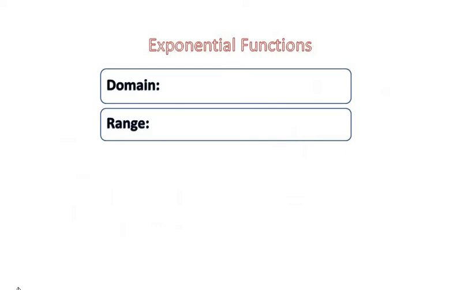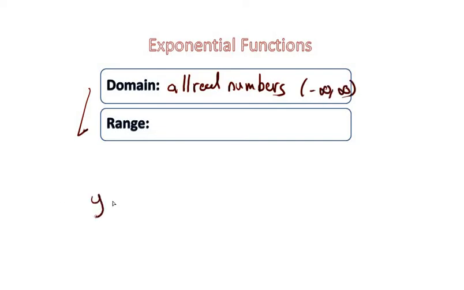To be able to graph the exponential functions, we need to know the domain and range. The domain of exponential functions is all real numbers, or from -infinity to +infinity, because y equals 10 to the power of x is an exponential function, for example. x could be any positive, negative number, or 0. So the domain is all real numbers.